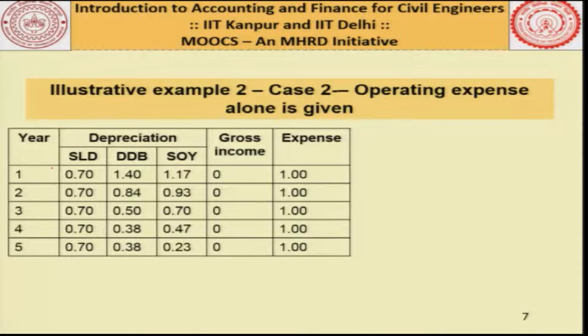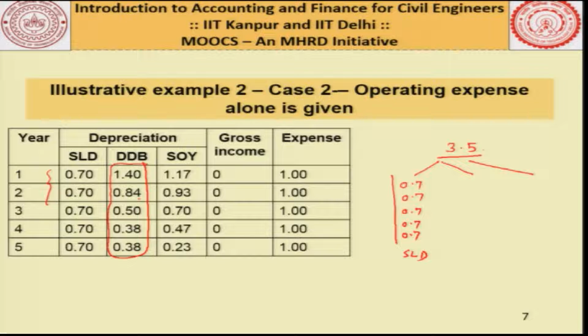So, you are already familiar with the depreciation now. I calculated the depreciation of 3.5 lakh using the 3 methods. In the first case, it is going to be 0.7, 0.7 every year for next 5 years. This is using a straight line method of depreciation. If you go for double declining, first year it is very large depreciation, 1.4, second year 0.84, third year 0.5, and fourth and fifth I switched it to straight line and I am getting 0.38, 0.38. Likewise, sum of years, I am getting very high depreciation in initial years, 1.17 first year, 0.93 second year, 0.7 third year, 0.47 fourth year and 0.23 fifth year.